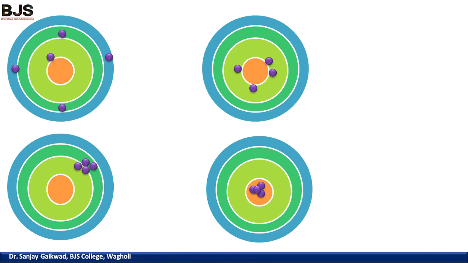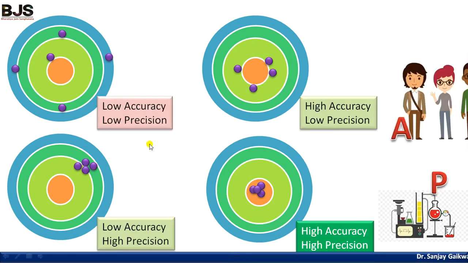This type of analysis is differentiated with respect to accuracy and precision. Errors are measured in terms of accuracy and precision. Accuracy is related to the person and precision is related to the method. Here, the first case shows low accuracy as well as low precision. The second case is high accuracy but low precision, the third case is low accuracy and high precision, while the fourth case is high accuracy and high precision.